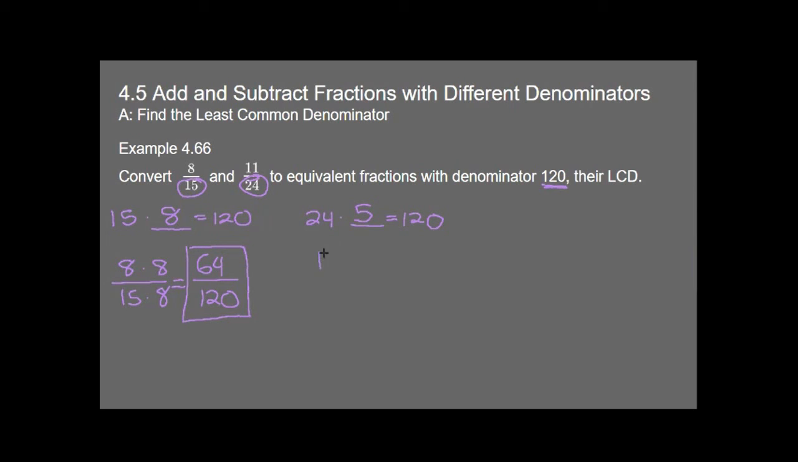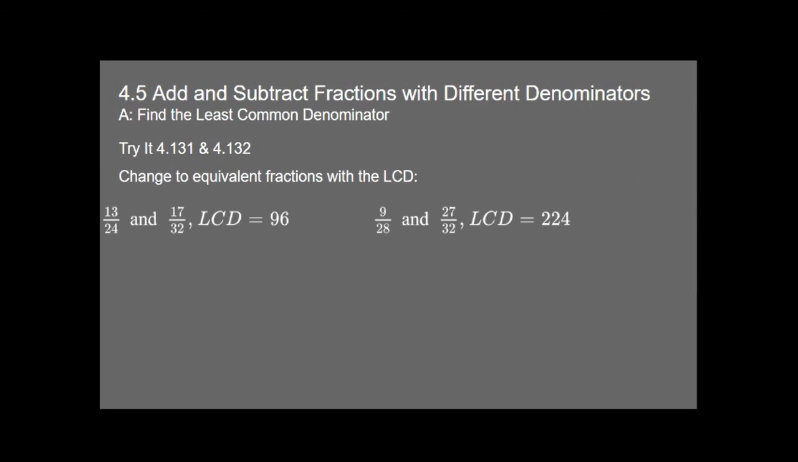Now we're going to do 11/24, and we're multiplying the top and the bottom by 5. We already know that the bottom is going to be 120. That was our target denominator. 11 times 5 is 55. So 55/120ths is an equivalent fraction to 11/24 with 120 as the denominator. Okay, two more try-it problems. Go ahead and pause the video and then come back when you think you've got it.